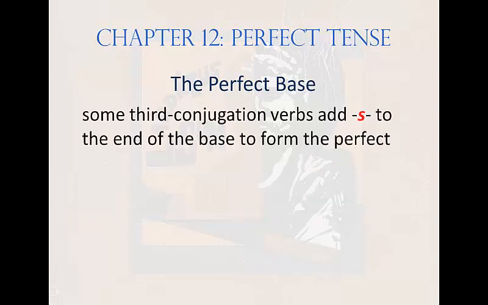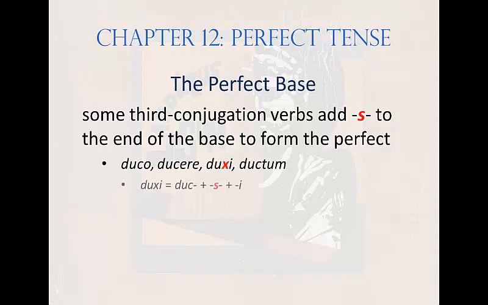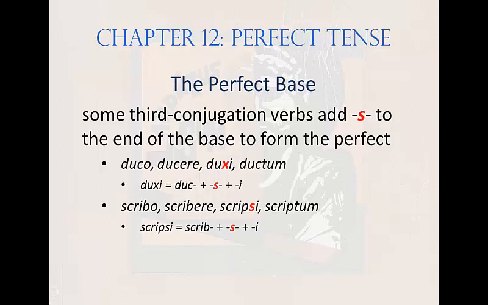As always, third conjugation is more troublesome. If there is a dominant pattern, it is to add s to the end of the present base to form its perfect counterpart. For instance, duco, ducere, duxi, ductum. Note that when c and s run into each other, they're spelled as x. Scribo also follows this pattern. Scribo, scribere, scripsi, scriptum. B plus s will be spelled as ps in Latin.